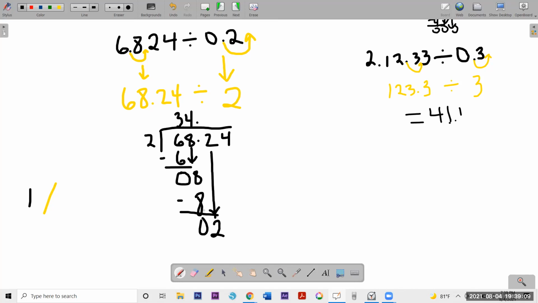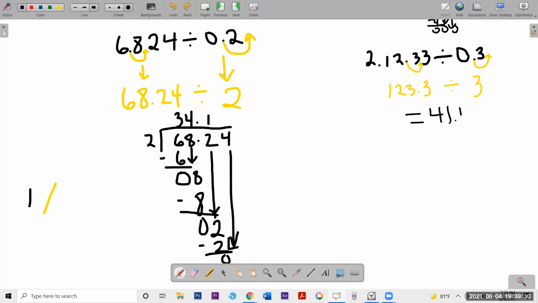Bring down the 2. 2 into itself goes 1. 1 times 2 is 2. Subtract, you get 0. And last but not least, you bring down the 4. 2 into 4 goes, I don't even know why I write this 4 there.